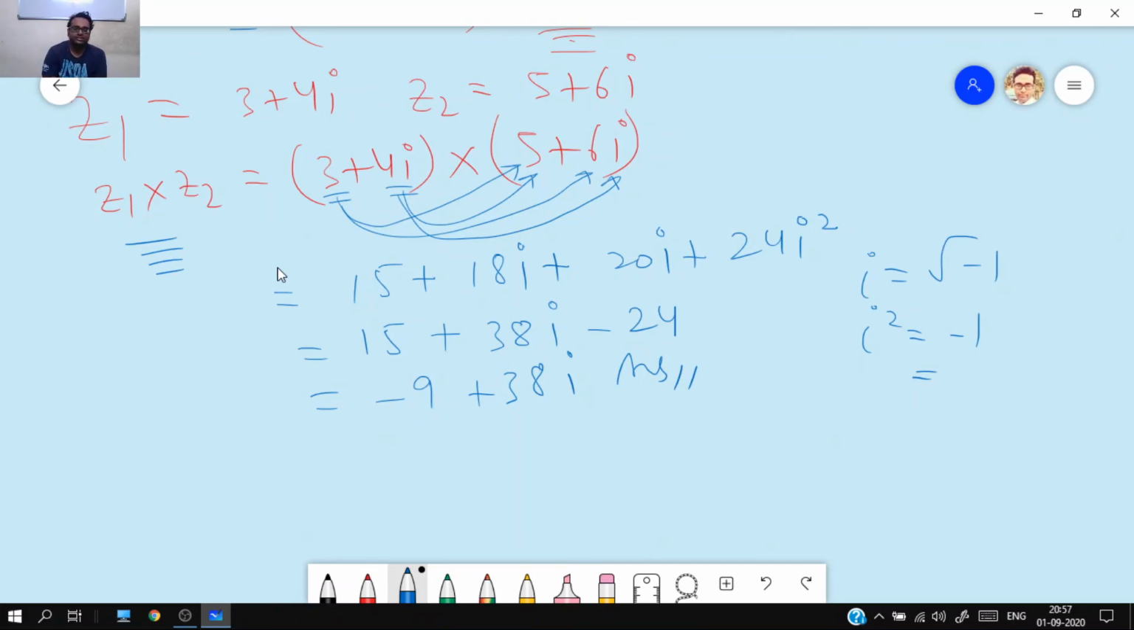You can practice more questions which are given in your book. You can follow NCERT and RD Sharma for that.